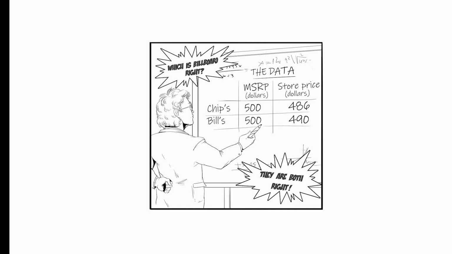Both are right mathematically, and this professor is going to show you the calculations shortly, using formulas that you will learn in this video in just a moment. She starts with the facts of the case, the data. The MSRP for the TV is $500. Chips sells it for $486 and Bill sells it for $490.